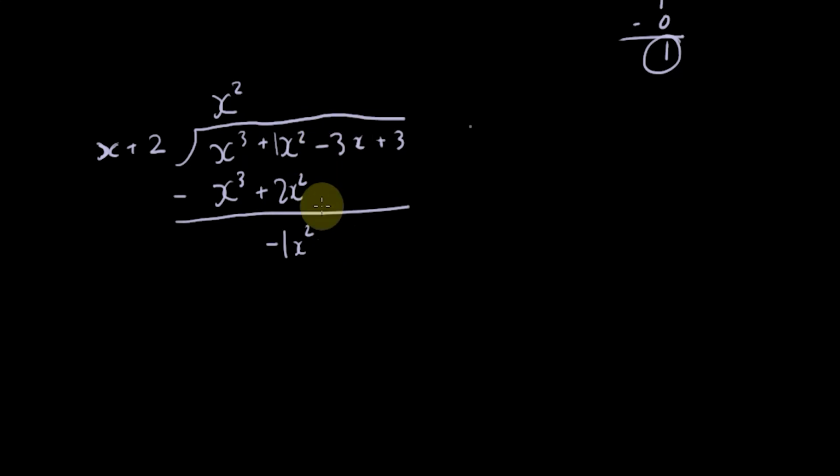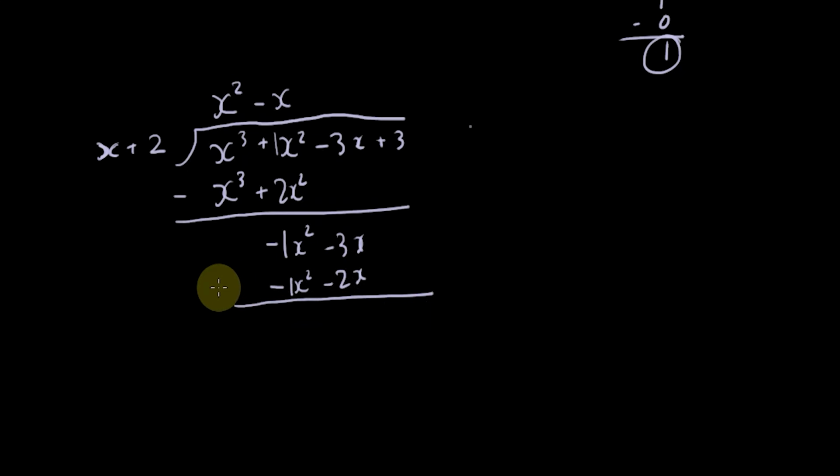So then you copy down the next line, minus 3x. So x times what will give you negative x squared? x times negative x will give you negative x squared, doesn't it? So you put negative x squared, or negative 1x squared, same thing. Sorry, x times negative x. And then 2 times negative x is negative 2x. Okay, so you keep going with that.